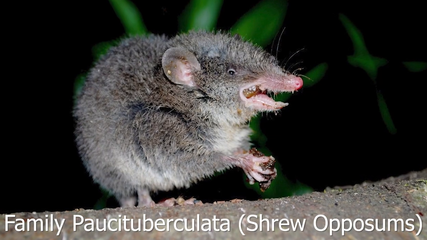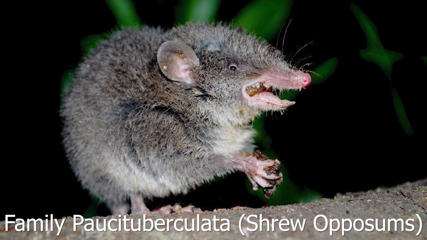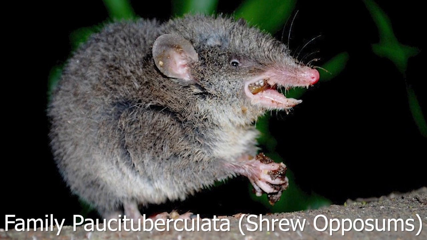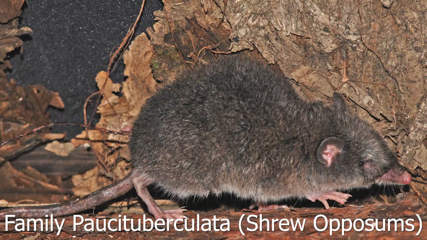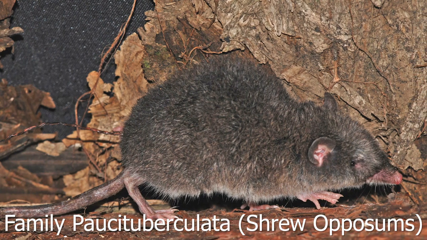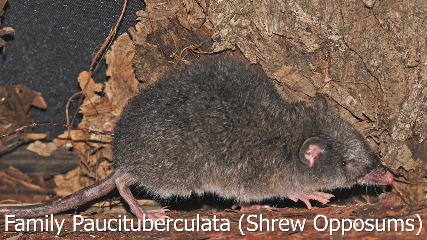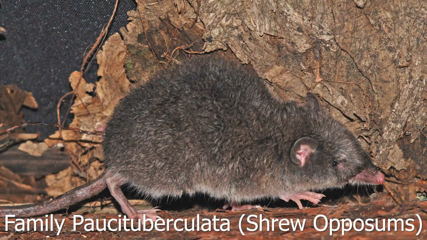The second group within Ameridelphia is Paucituberculata, which contains the shrew opossums spread throughout South America in the family Caenolestidae. These smaller marsupials are notable for looking very similar to placental rodents and shrews, as well as not having a pouch, instead choosing to keep their young safe in other ways, such as hiding them in burrows.